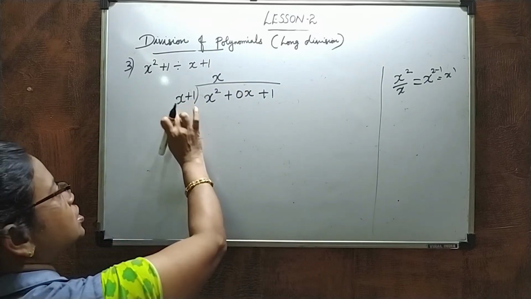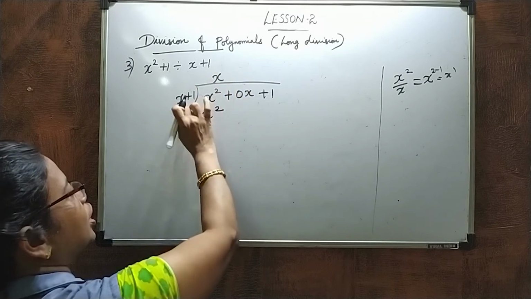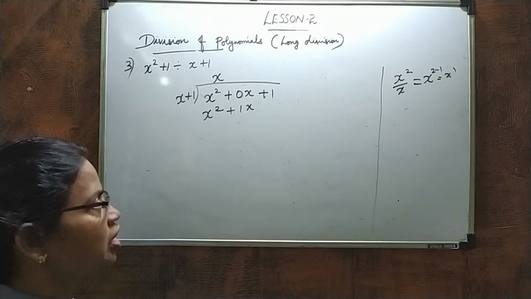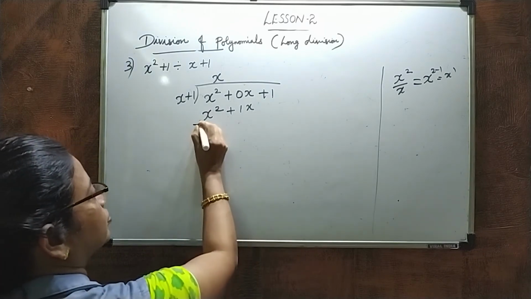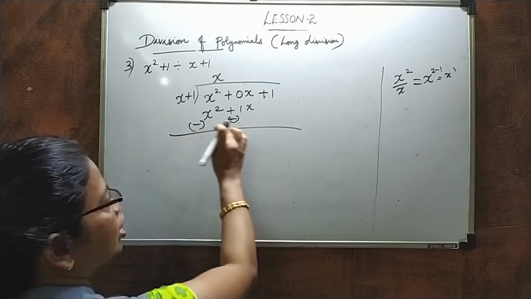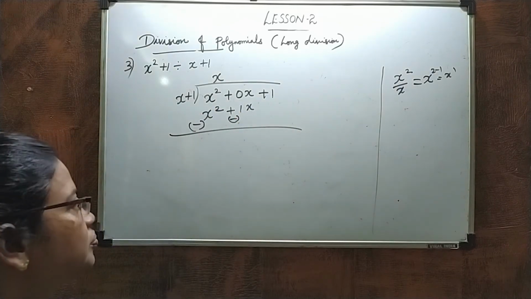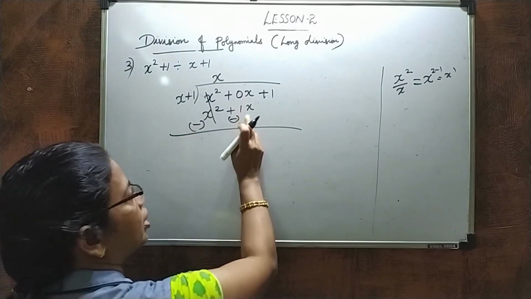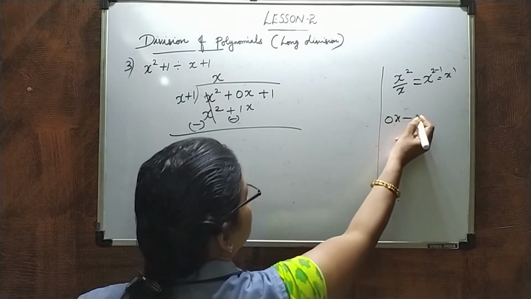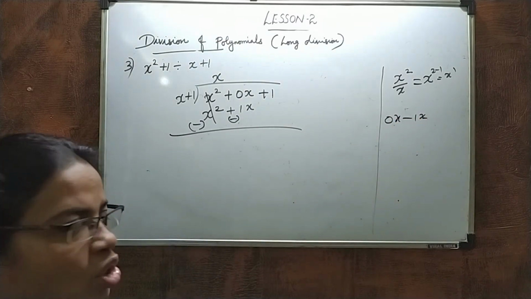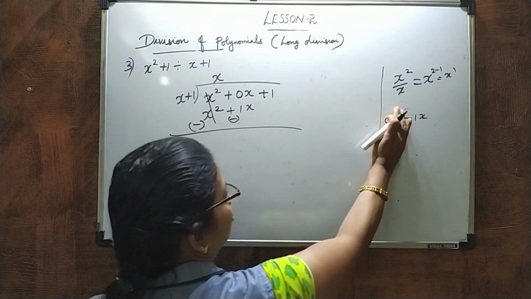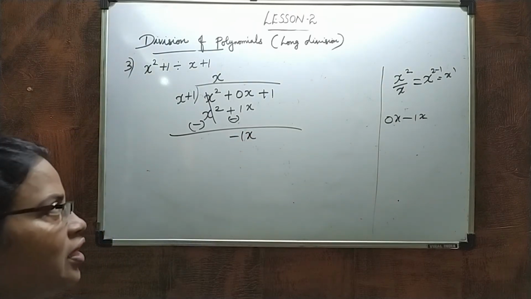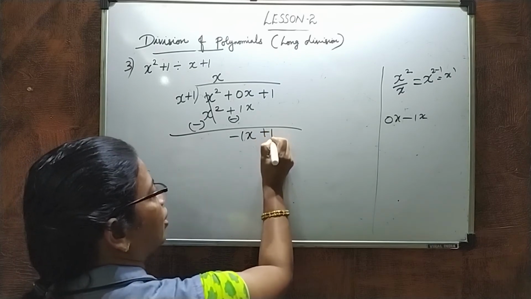Multiply x into x, x square, plus 1 into x, plus 1x. Then multiplication completed means subtraction. I take the additive inverse, and the second step. Then here it is cancelled. 0x minus 1x. When you doubt, you can write in the working column and find out. Here it is 0, means nothing is there. So it will be negative 1x. After that, take the next term down. Negative 1x plus 1.